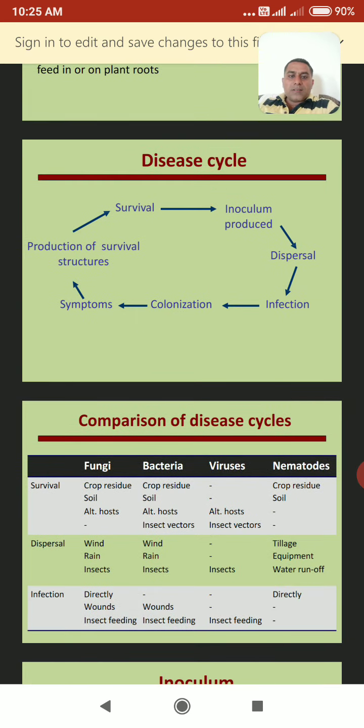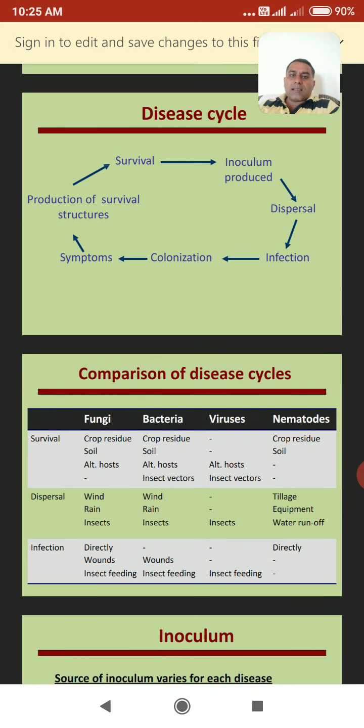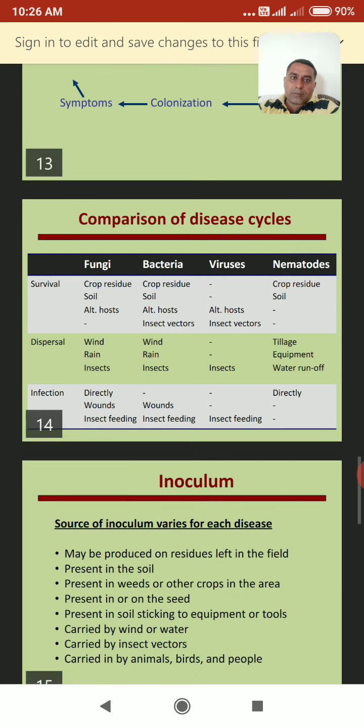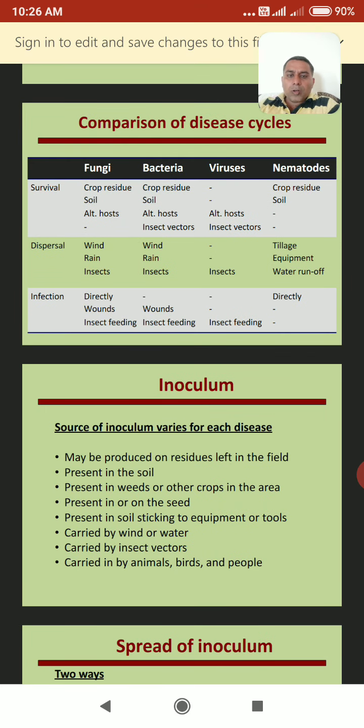Now this is a table comparison of disease cycles, where you can see fungi, bacteria, viruses, and nematodes, and their survival, dispersal, and infection. We can see the different stages of the different pathogens. Now inoculum. The source of inoculum varies with each disease. It may be produced from residue left in the field, and then be present in the soil.